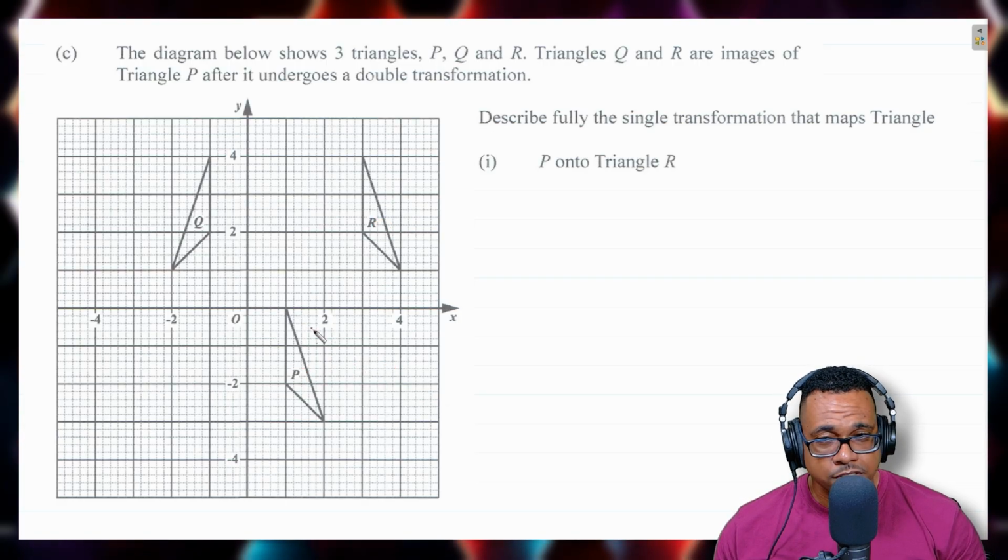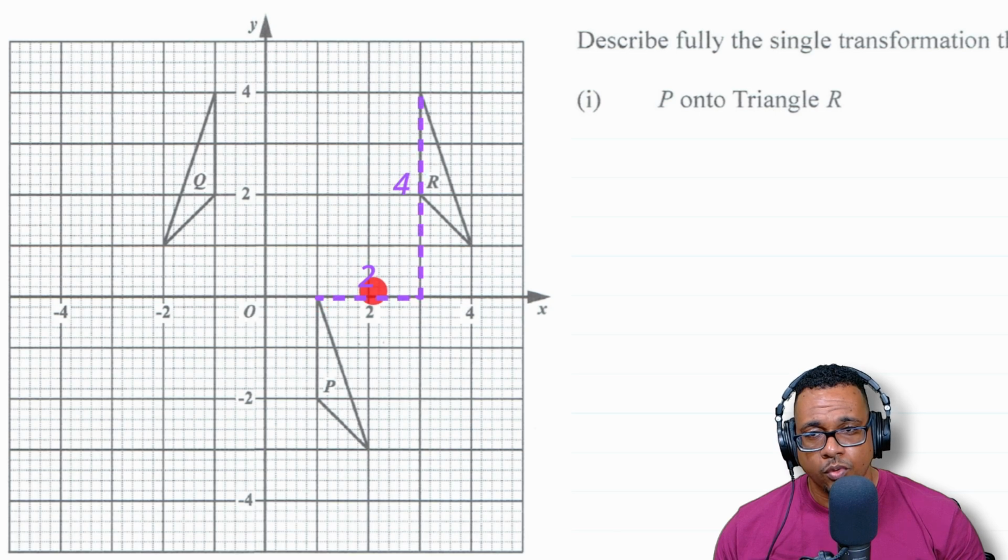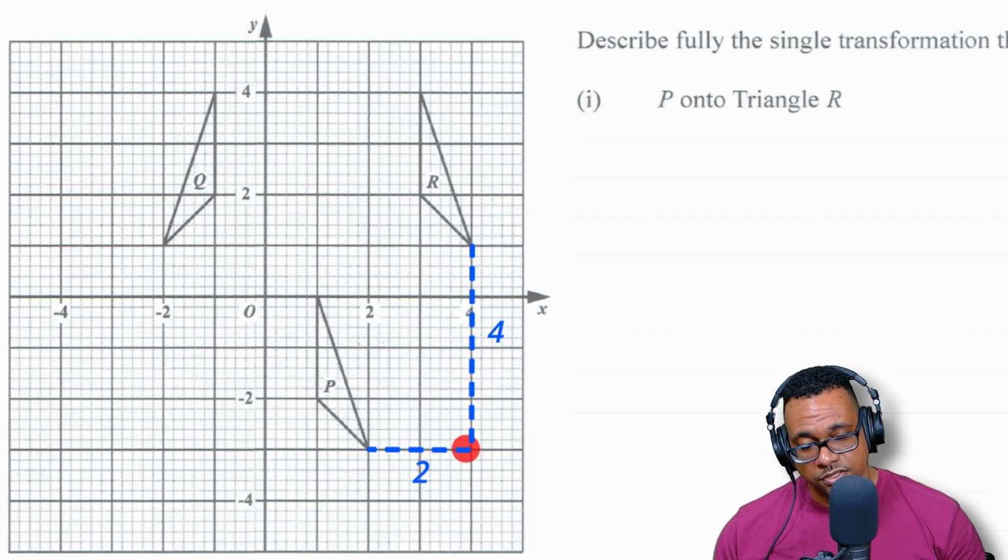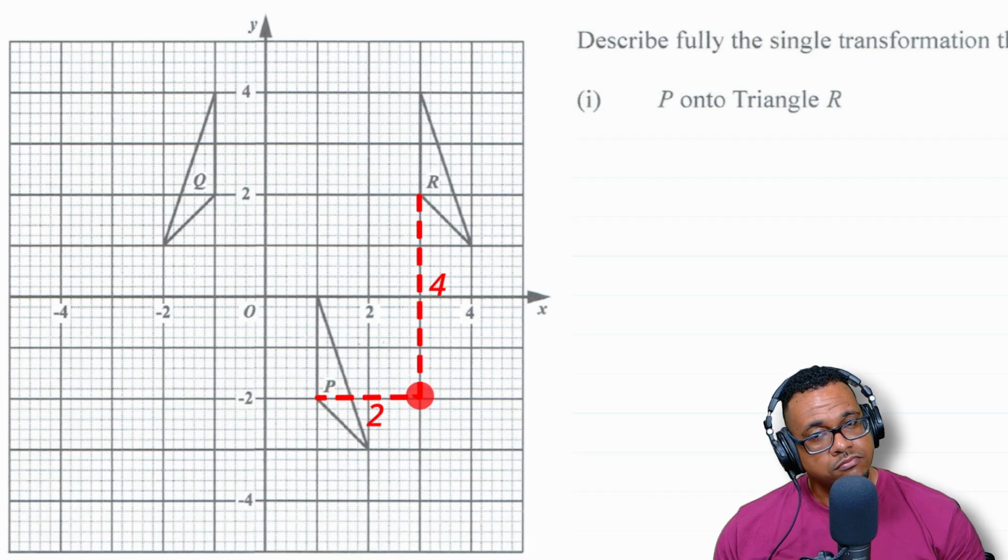So we could choose any point. We could choose this point on top here. We're going across 1, 2. So that's 2 on the horizontal, and 1, 2, 3, 4, and 4 on the vertical. We could check the other points. Let's check this one here. So object, image, 1, 2. That's 2 on the horizontal, and 1, 2, 3, 4, 4 on the vertical. We could check this point here as well. Object, image, 1, 2, and then up, 1, 2, 3, 4.